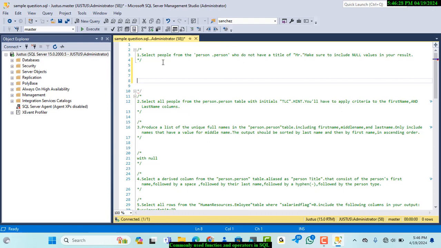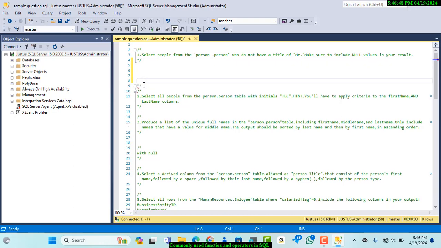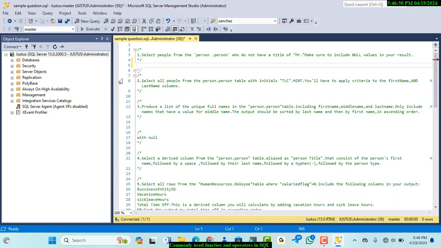So we are told to select people from the Person.Person table who do not have a title of Mr. Make sure to include null values in your result. So before I do anything, I must specify from which table or from which schema I'm going to use. In a scenario where you have more than one database, it is good to specify. Like for my case, I'm going to use Works from question 1 to the last question.